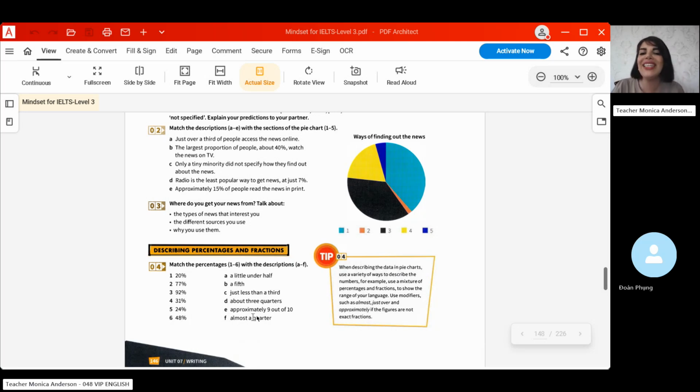77%, and approximately 9 out of 10. 9 out of 10. More than 90% means, you know, 9 out of 10. That's 99. 9 out of 10 is 90%. Now, approximately means almost. So broadly, almost. So, which one? Almost a quarter.